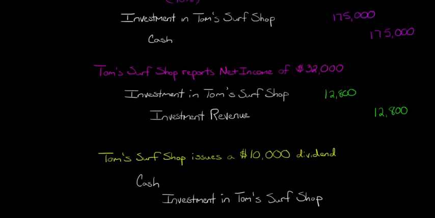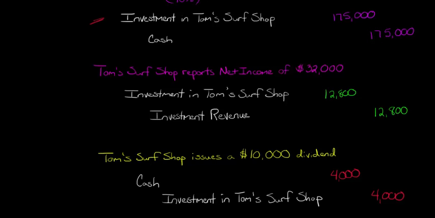So the cash is the easy part, right? We know that we received a dividend. We received a cash dividend of $4,000, right? That's just 40% of the total dividend that Tom's Surf Shop issued. So we recognize that portion, but now we're not going to credit dividend revenue. So what we credit is actually investment in Tom's Surf Shop. A dividend will actually reduce the carrying value of our investment on our balance sheet, right?